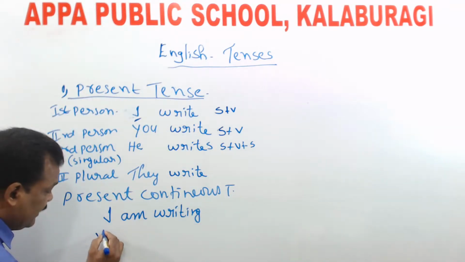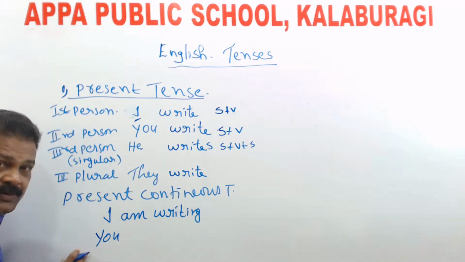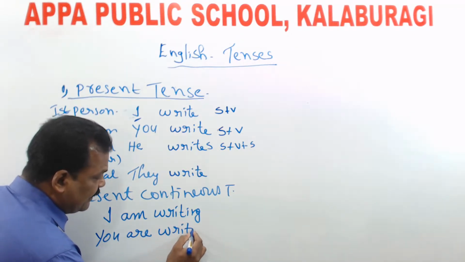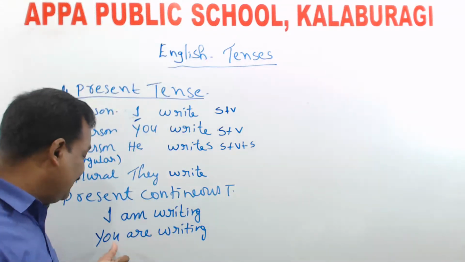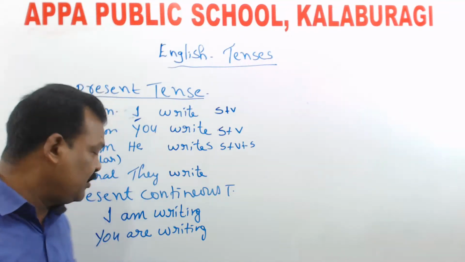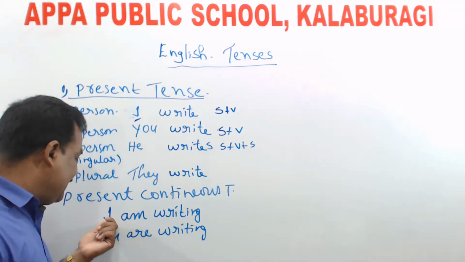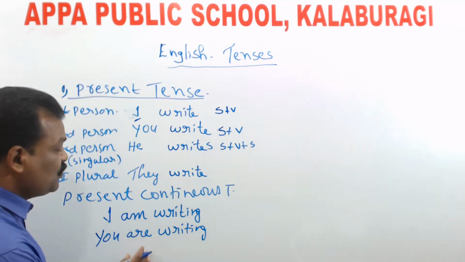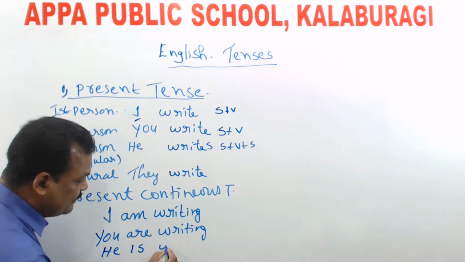I am writing. When it comes to you, what is you? Second person. I is the first person, you is second person, then it becomes are. You are writing. Why can't you write you is writing? No way, because the verb should agree with the subject. You all learned subject-verb agreement, right? So it should be you are writing, because this is plural. Verb also should be plural. If the subject is singular, verb also should be singular. This is how it goes. Okay, so you are writing. Now third person, when it comes he, then it should be is writing.